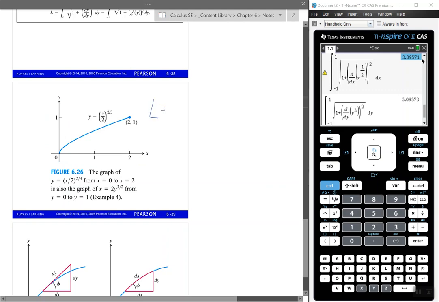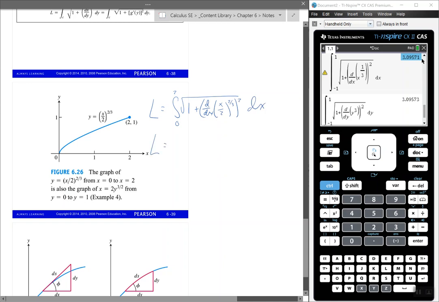So the length with respect to x, and if you want to pause and set them both up, be my guest. The length is the integral. If we're going to do the x's, it's from 0 to 2 of the square root of 1 plus, again, I'm just using d/dx, I'm not going to go through and take the derivative, d/dx of (x/2)^(2/3), whole thing quantity squared dx.